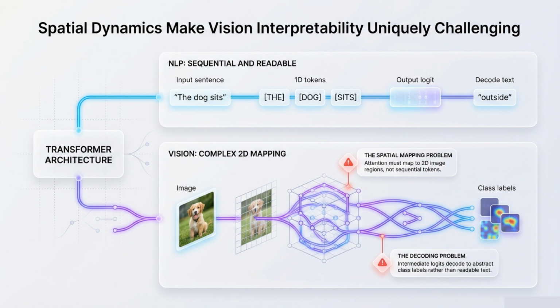But first, why is this difficult? The truth is, spatial dynamics make vision interpretability uniquely challenging. In natural language processing, data is sequential and readable. A sentence like "the dog sits" maps neatly into 1D tokens. Vision, however, requires complex 2D mapping. We face a spatial mapping problem where attention has to map to 2D image regions, not just a sequence of words. Furthermore, we run into a decoding problem, as intermediate layers decode into abstract class labels rather than easily readable text.